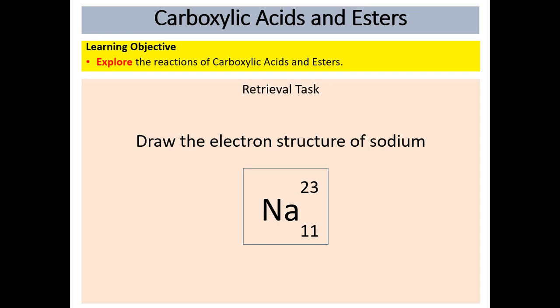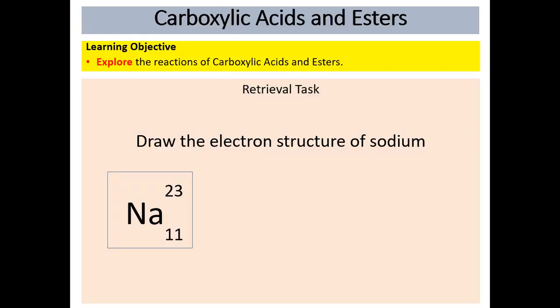But before we do, I want you to do a retrieval task, just reminding yourselves on how to go from the box on the periodic table, like the one you've got in front of you, and turn it into the full electron diagram, the structure, and we're going to do sodium. So you need to remind yourself which one of those numbers you need, and then how to actually draw the electron structure, so the diagrams with the circles and the crosses for sodium. So pause the video now, draw that, and then we will go through it.